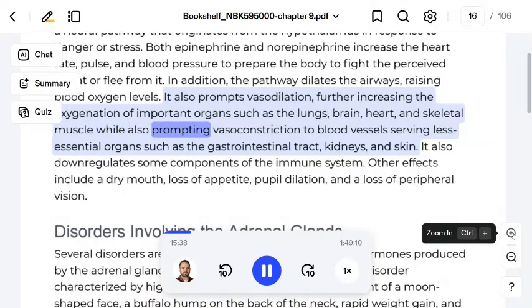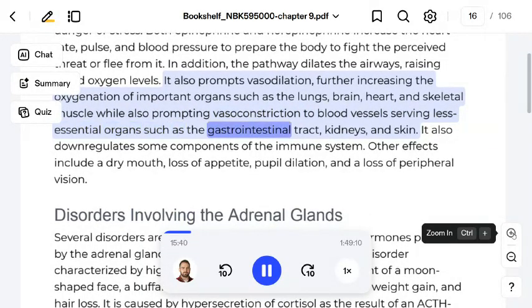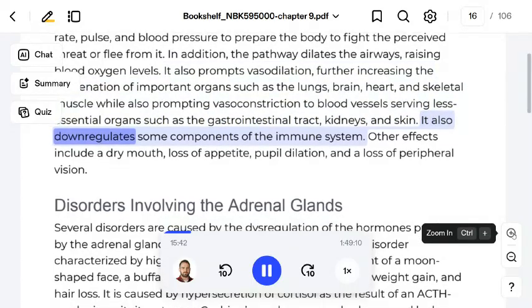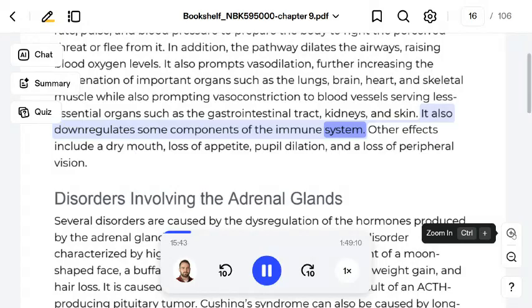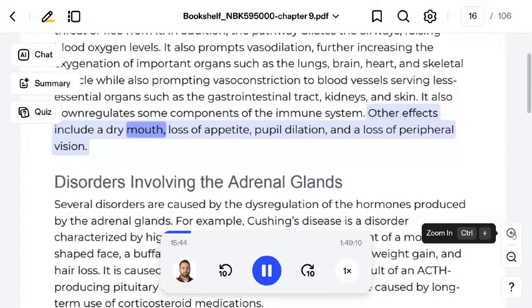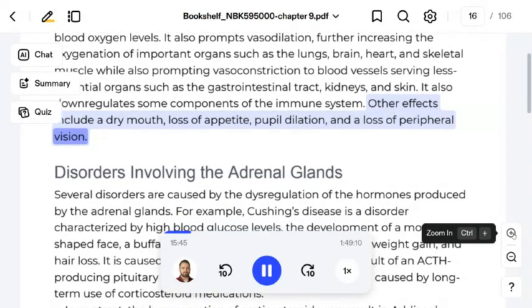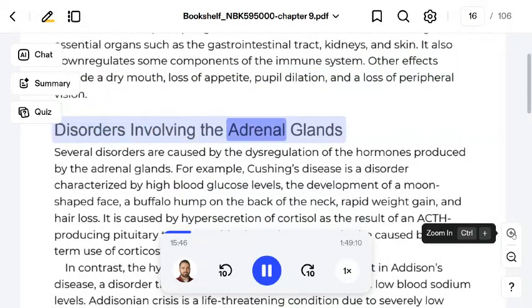while also prompting vasoconstriction to blood vessels serving less essential organs such as the gastrointestinal tract, kidneys, and skin. It also downregulates some components of the immune system. Other effects include a dry mouth, loss of appetite, pupil dilation, and a loss of peripheral vision. Disorders involving the adrenal glands.